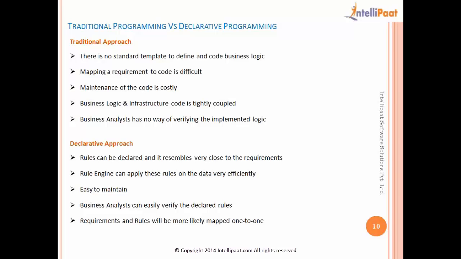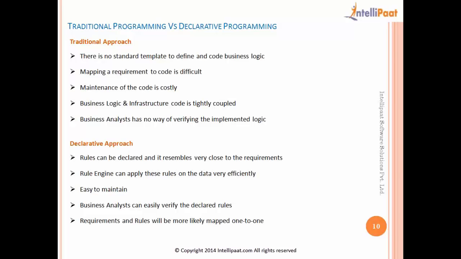So when the systems become complex, it's very difficult to maintain, change or modify the business logic that we have coded into the system, because it's very difficult for us to separate what is the algorithm and what is the actual requirement that comes in. So these are some of the problems, and mapping a requirement to code is difficult.